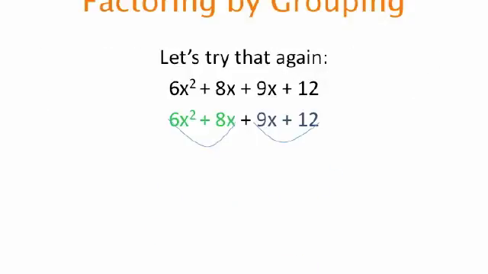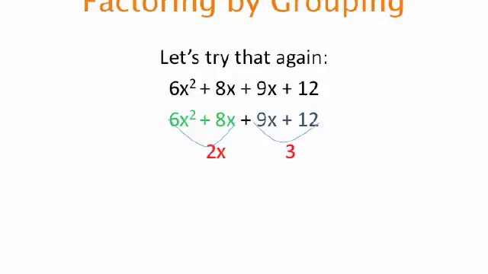So let's try it again. 6x squared plus 8x will group together with 9, and 9x plus 12 will group together. The greatest common factor in the first 2 terms is a 2 and an x, and the greatest common factor in the next 2 terms is a 3.